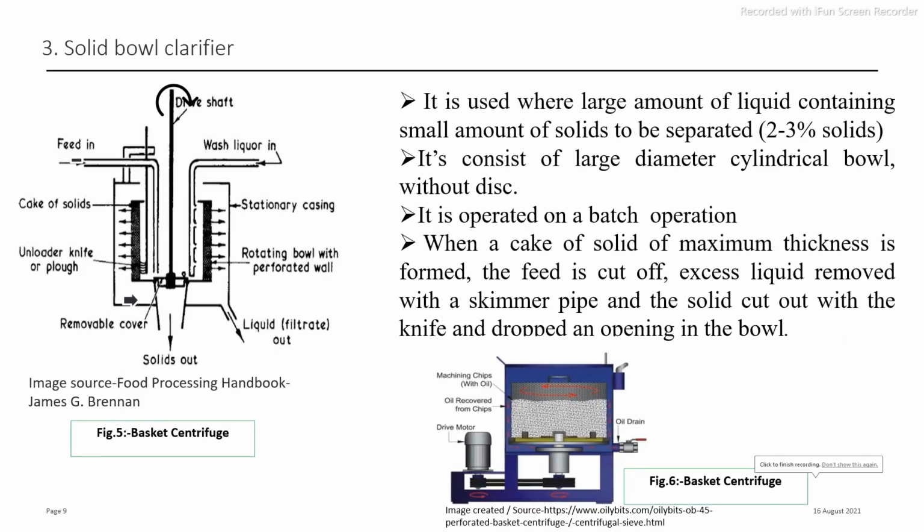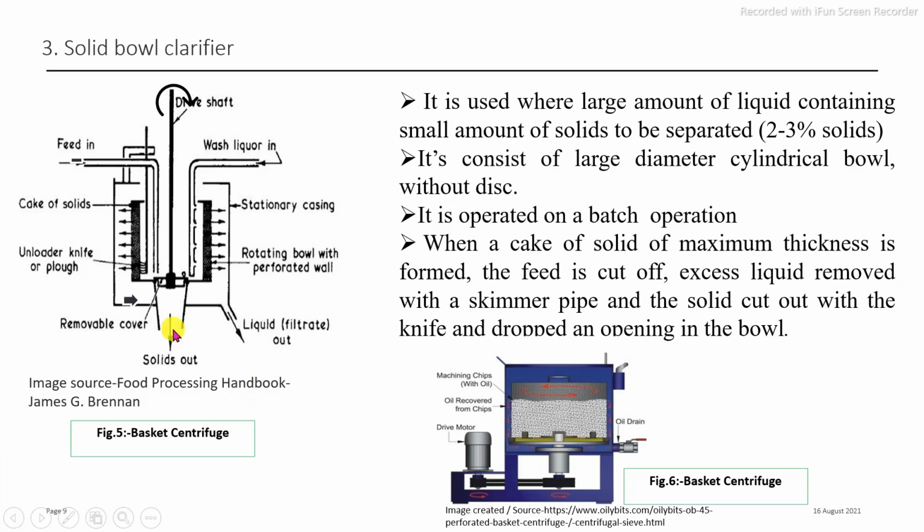Next, the third one is the solid bowl clarifier, also called a solid bowl centrifuge. It is commonly used for the separation of crystals from the liquid, for the separation of water droplets from fruits and vegetables, and also for the clarification of fruit juices. Suspended particles or slurry containing solid particles are separated by using the solid bowl clarification process.